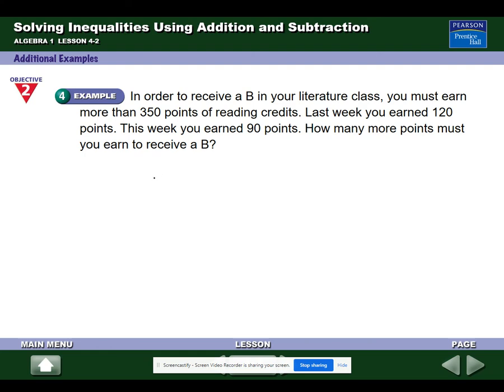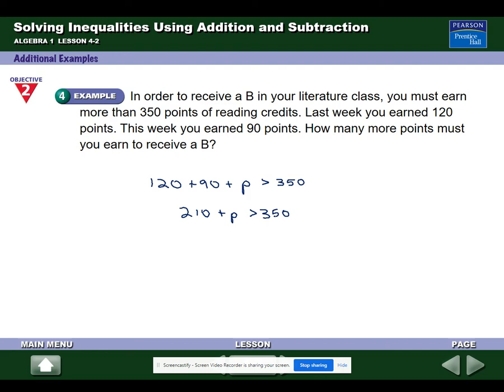So you got 120, and then you got another 90, and then you've got the points that you still need to earn. Let's call that P. And that needs to exceed 350. Did you notice that it didn't say at least 350 points? It says more than. If it said at least 350, it'd be greater than or equal to, but more than suggests that it's got to be above 350. So this is 210.